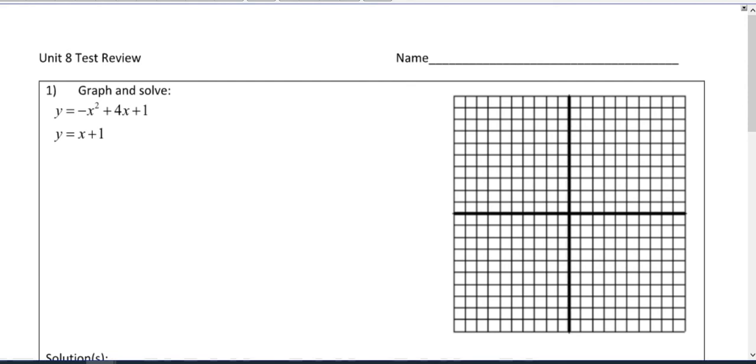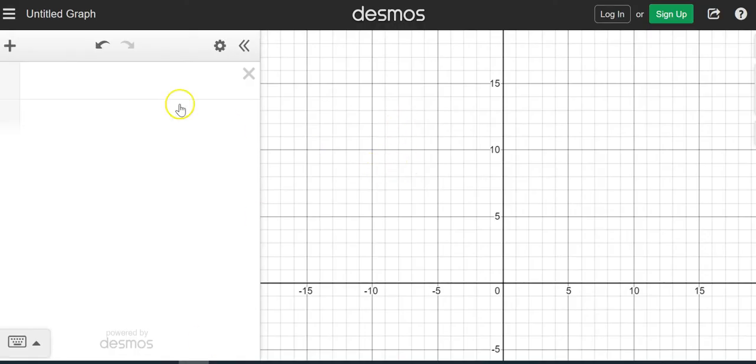All right, so we're on the review for the last unit, Unit 8. You can do traditional, make a table, plot your graphs, slope, intercept, form, all that good stuff. But since we have access to the graphing calculator and even better this year, Desmos, why not make use of it? All right, so I'm going to pull up Desmos and I'm going to enter in my equation.